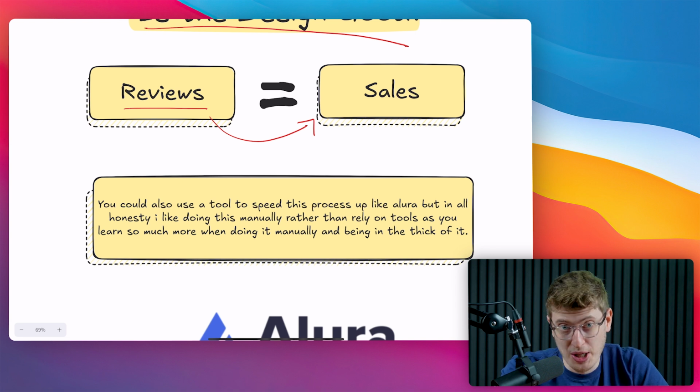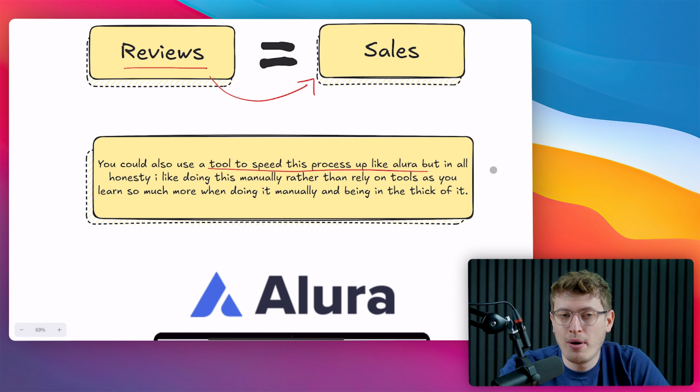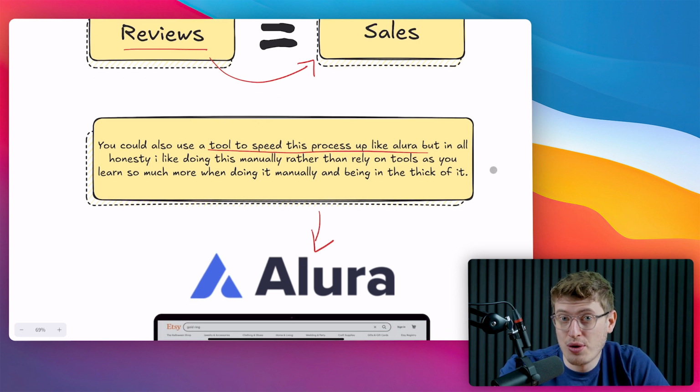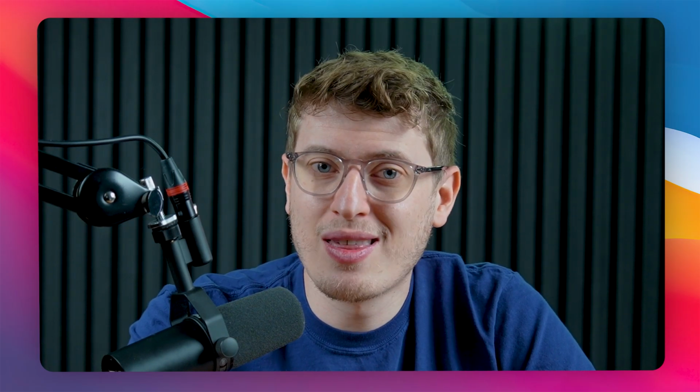You could also, by the way, use a tool to speed up this process like Alura, but I'm going to be completely honest with you. I like doing this manually rather than relying on tools, as you just learn so much more when doing it manually and being in the thick of it. You don't have to spend too long on this process either, by the way. The more you do it, the faster you'll get at finding potential winners and actually adding them to your mood board or database. Again, it doesn't really matter what you want to call it.